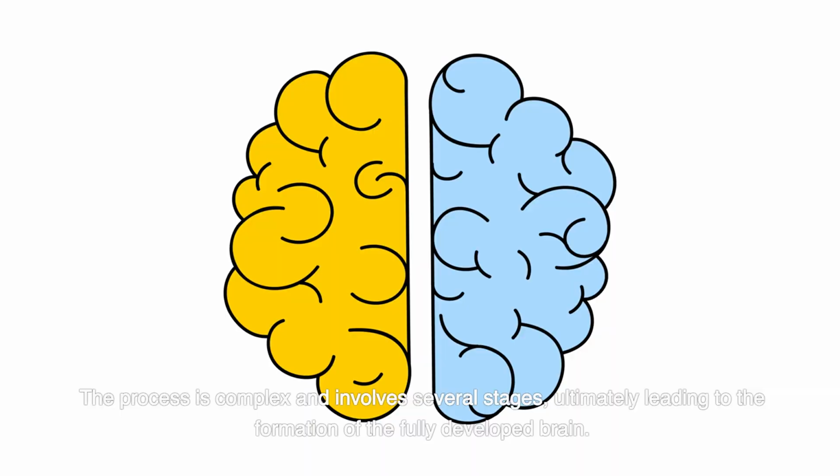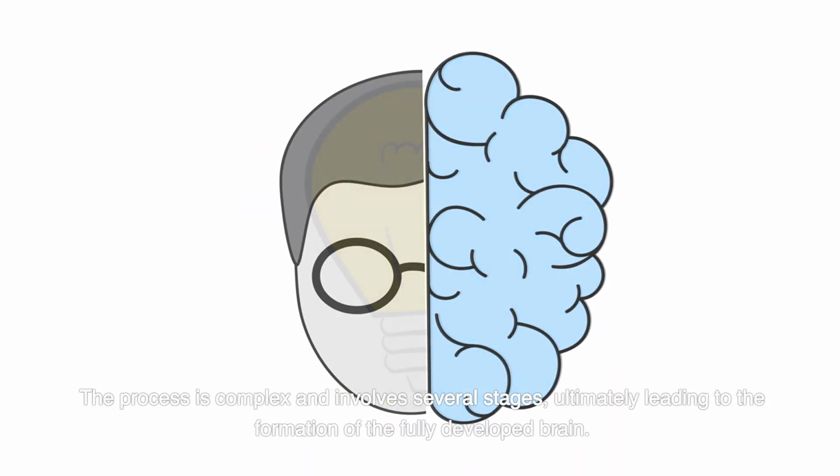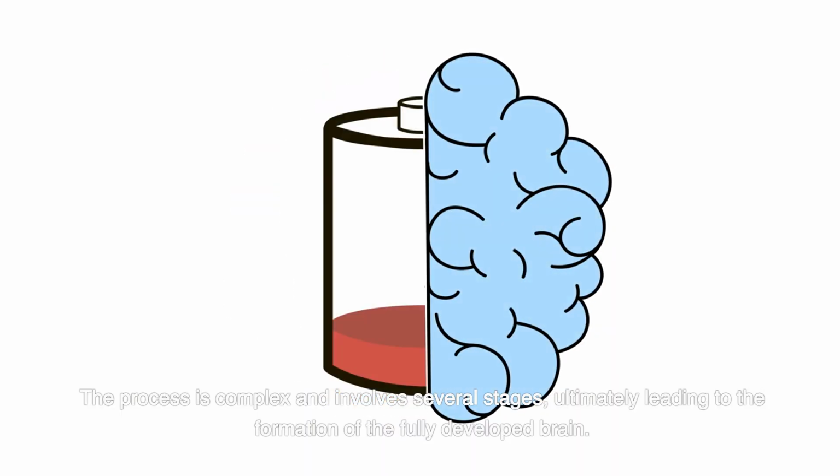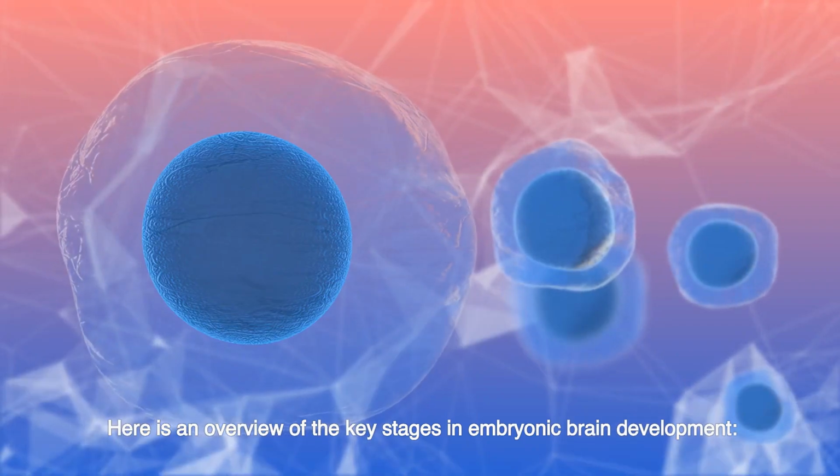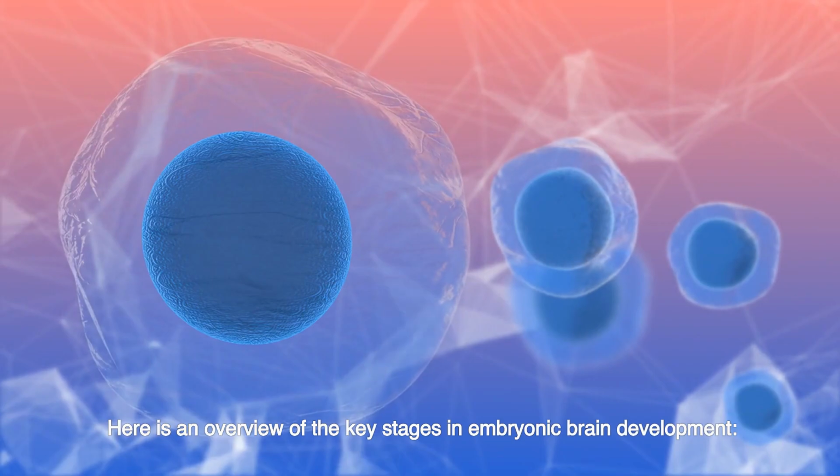The development of the human brain begins early in embryonic life, specifically during the third week of gestation. The process is complex and involves several stages, ultimately leading to the formation of the fully developed brain. Here is an overview of the key stages in embryonic brain development.